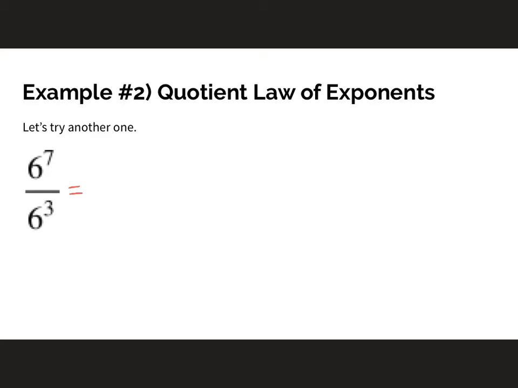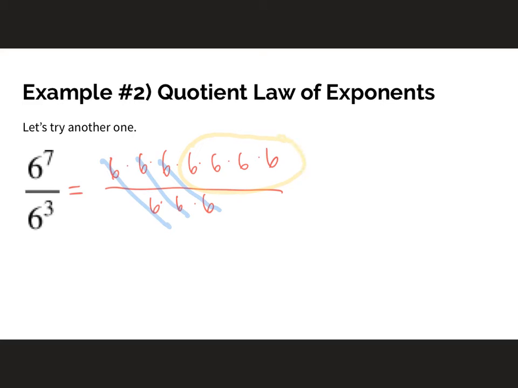Once again, I'm going to try out my expansion tool. So I'm going to try out 6 times 6 times 6 times 6 times 6 times 6 times 6. So this is 7 sixes. And I'm going to divide it by 3 sixes. So 6 times 6 times 6. I know that I can cancel out some of these common factors that I have in my numerator and denominator. So I have this common factor, this common factor, this common factor, and all I'm left with are these 4 sixes. So I know my answer is going to be 6 to the 4th power, because I can rewrite multiplying 6 by itself 4 times as 6 to the 4th power.